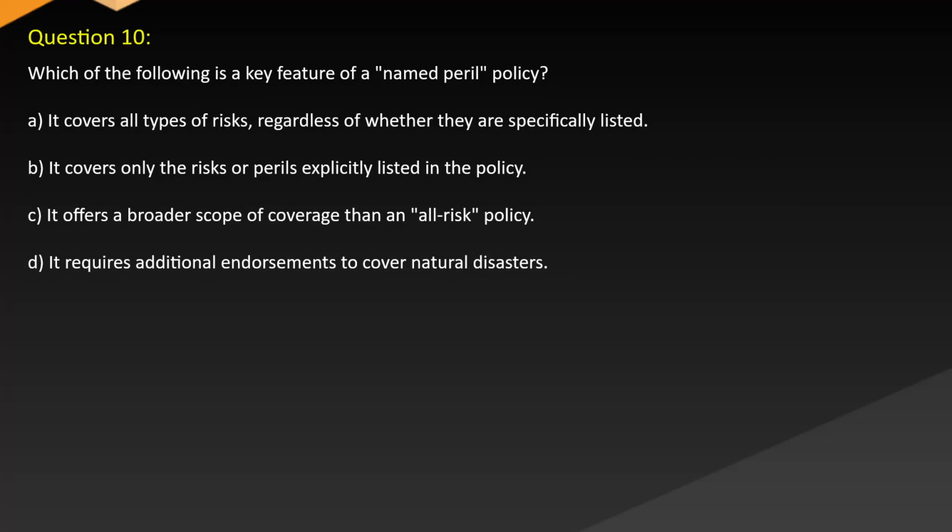Question 10. Which of the following is a key feature of a named peril policy? A. It covers all types of risks, regardless of whether they are specifically listed. B. It covers only the risks or perils explicitly listed in the policy. C. It offers a broader scope of coverage than an all-risk policy. D. It requires additional endorsements to cover natural disasters.